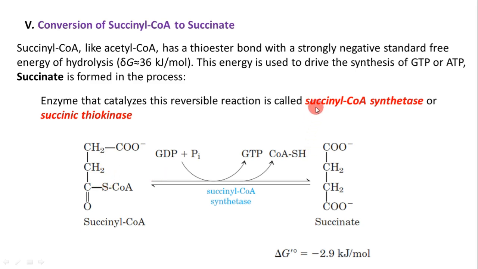So in this next step, catalyzed by the enzyme succinyl coenzyme A synthetase or succinic thiokinase, the succinic thiokinase enzyme catalyzes the breakdown of this coenzyme A part from the succinyl coenzyme A. Thereby the thioester bond is broken, and the released energy is utilized for the phosphorylation of GDP into GTP. So here one GTP is formed. And the delta G0 for this entire reaction is minus 2.9 kilojoule per mole. That means most of the released energy is utilized for the synthesis of GTP. As a result, the coenzyme A is released from succinyl coenzyme A, and the resulting compound will be succinate.